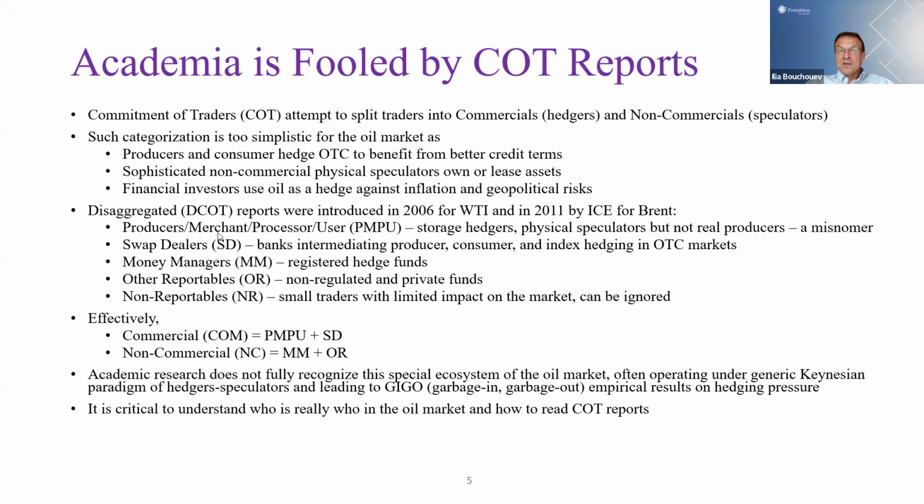The first bucket, the PMPU, created even more ambiguity because it references producers explicitly. So that's why researchers tend to associate this category with producers. But as I said, producers are not even there. Producers are hedging via the swap dealer. So all positions essentially held by the true hedgers are being reported by swap dealers. So every time you're trying to analyze the behavior of true hedgers using either PMPU or the broader commercial bucket, you're not going to really get anything.